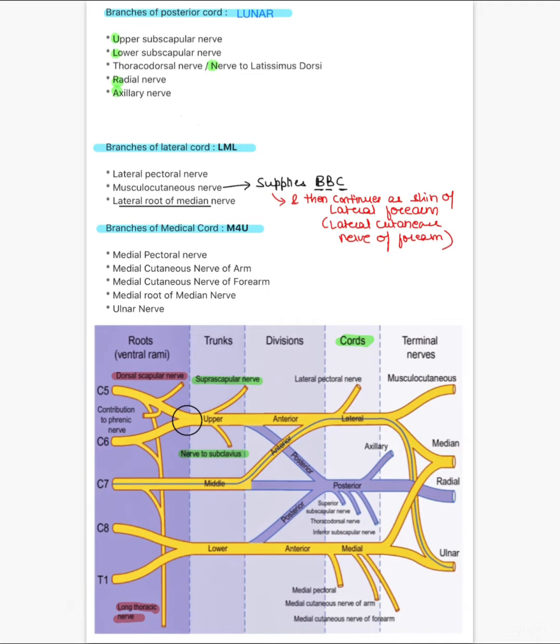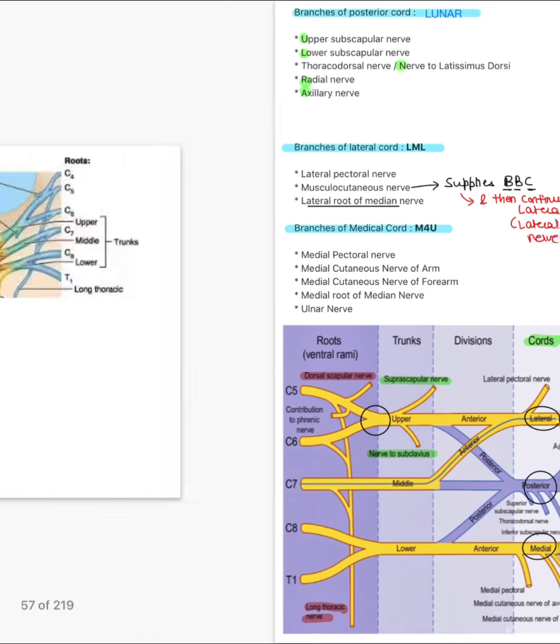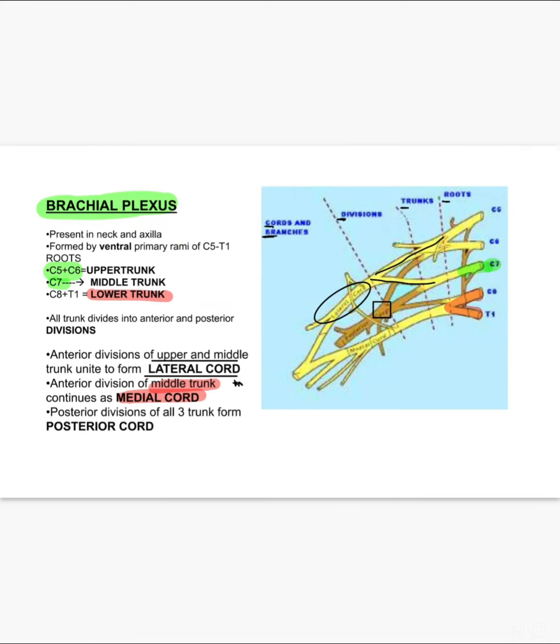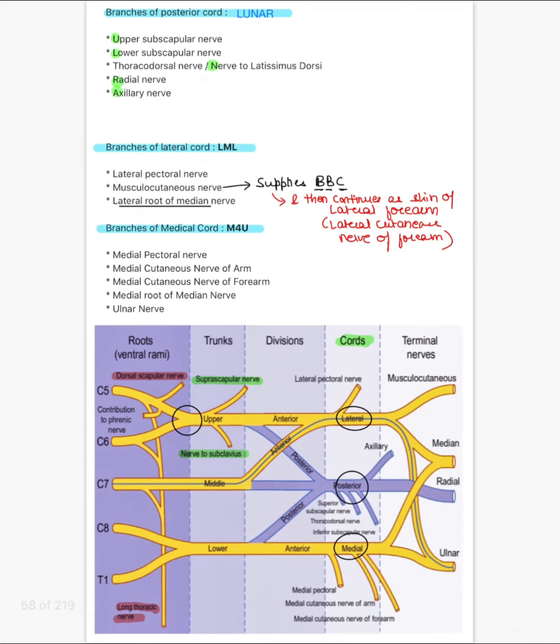First of all, we had three cords: posterior cord, lateral cord, and the medial cord. The posterior cord is formed by the union of the posterior divisions of the upper, middle and lower trunks. The lateral cord is formed by the anterior division of the upper and the middle trunk. And the medial cord is formed by the anterior division of the lower trunk. I thought a mistake was there. So this was about your roots, trunks, divisions, cords, branches.